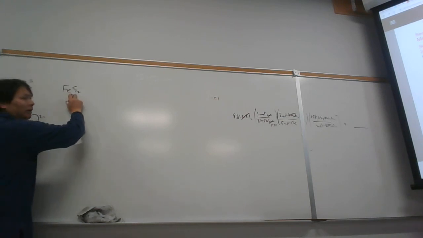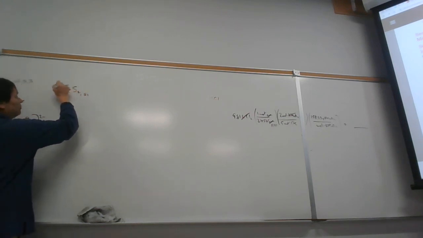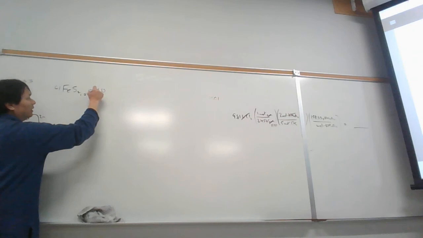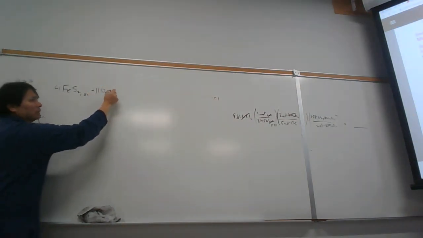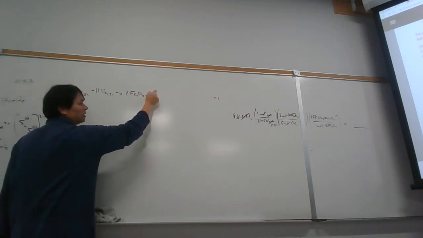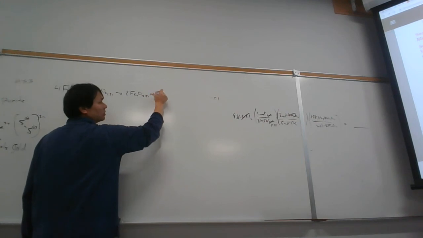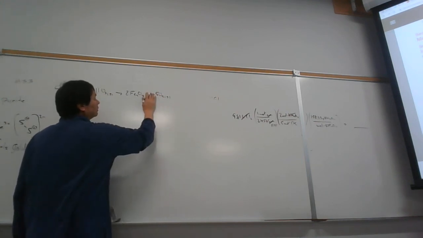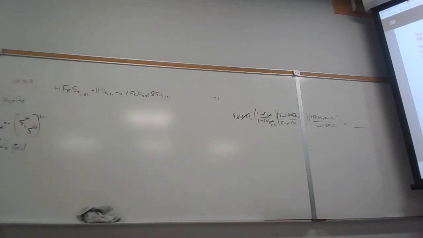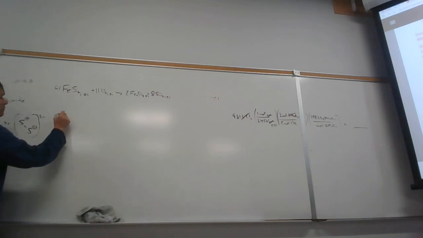So if we take some pyrite, maybe 4 of these, and roast it in air, which is going to have 11 O2 gas, it's going to give us 2 Fe2O3 solid, which is rust, plus 8 SO2 gas. How many liters of SO2 gas measured at 983 torr and 214 degrees C are produced by the reaction of 598 grams of FeS2?